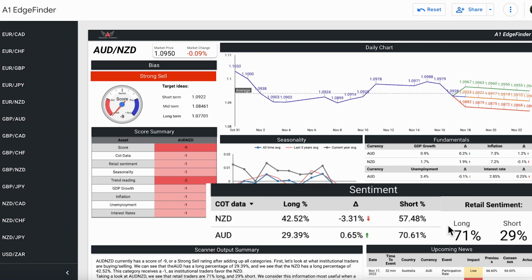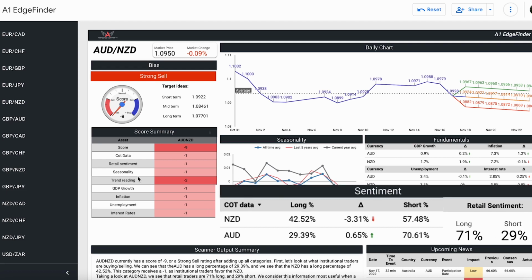Retail traders, on the other hand, are actually long on the pair as a whole. I guess they're buying low and hoping that in some time, by going long, that this pair will rally and start beginning to move towards the upside. So 71% long and 29% short here for retail traders.